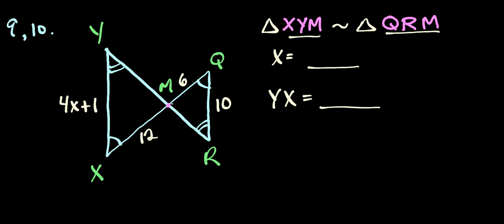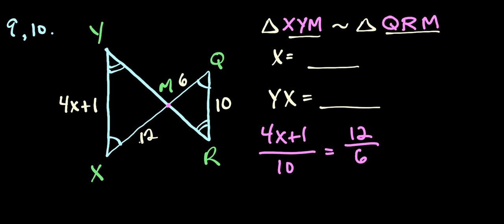So now we need to go ahead and solve for X and then find the length of YX. So we can clearly see that the 4x plus 1 is going to go with the 10. And we can also notice that by looking at the names. So we get XY, first and second letter, QR, first and second letter. So we're good to go there. So we'll go ahead and write 4x plus 1 over 10. Then you're going to have this 12 goes with the 6. Just again, make sure that you put that 12 on top because it comes from the same triangle.